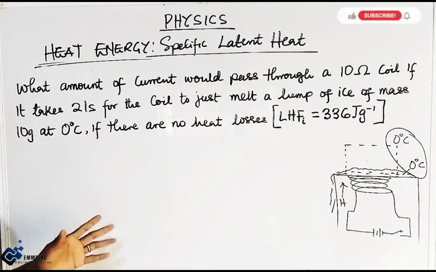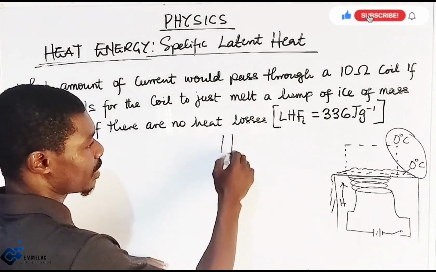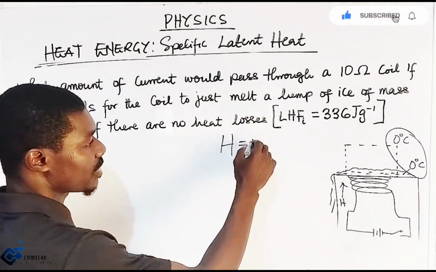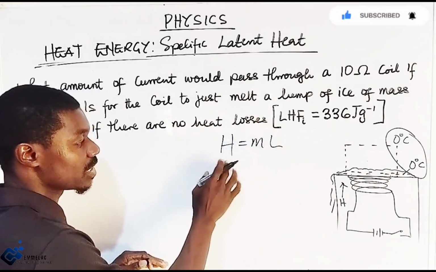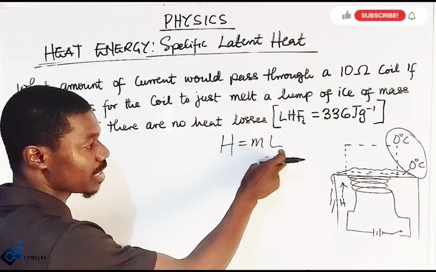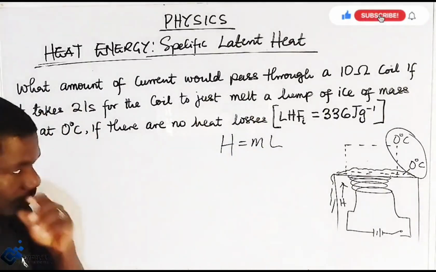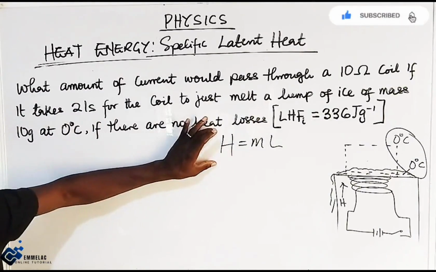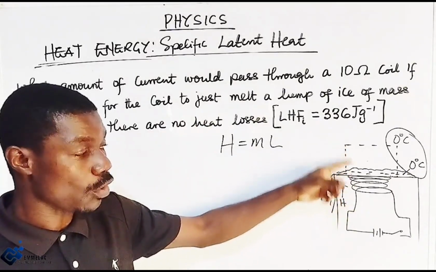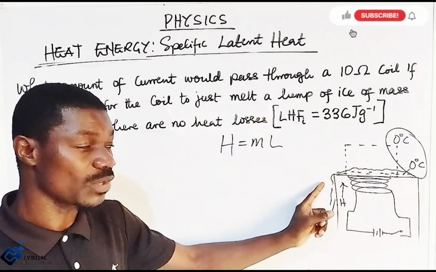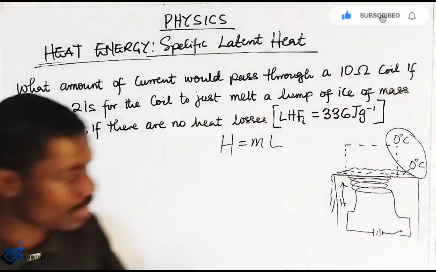Alright, so how then do we solve this? Let us recall that the specific latent heat is given as H equals the mass of the substance times the specific latent heat. This is the heat generated or absorbed when a particular change occurs from solid to liquid at a constant temperature. So now let us marry that with this.